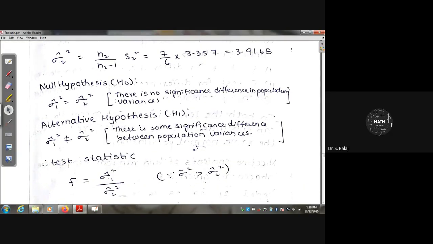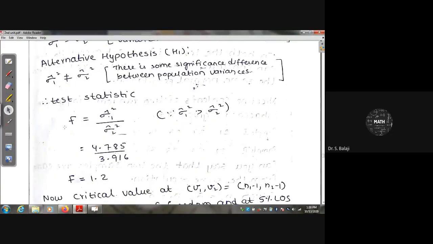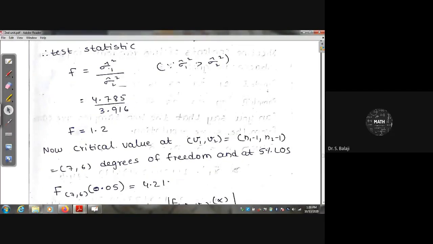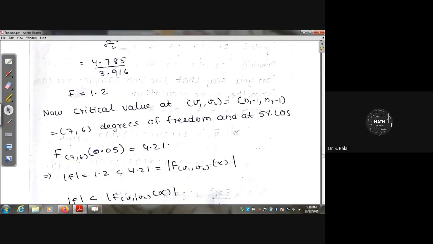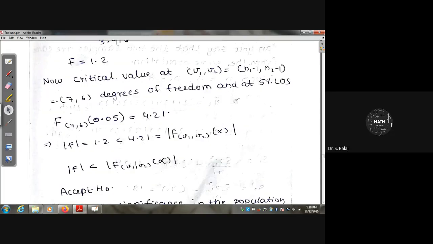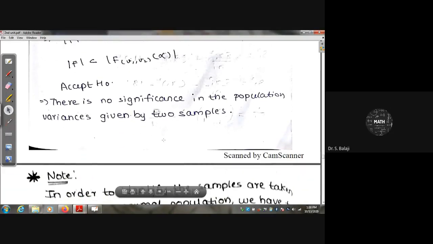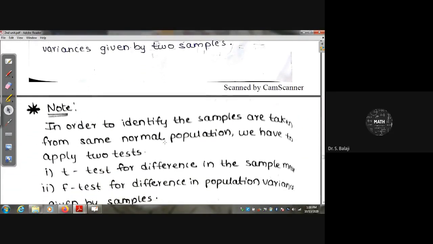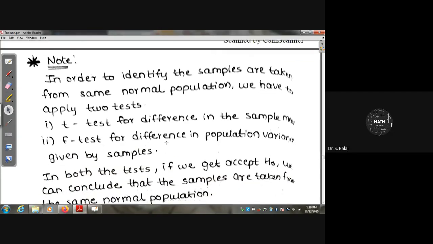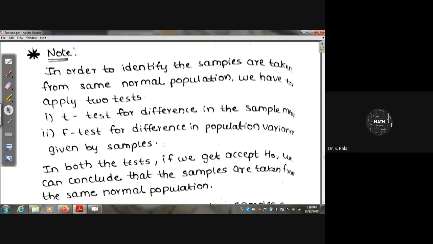Then the null hypothesis H0, there is no significant difference, and the alternative, there is some significant difference. Get the test statistic: whichever is greater, put that in the numerator, and you get 1.2. Now the critical value for V1, V2, N1 minus 1, N2 minus 1, 7,6 degrees of freedom, you get the table value. Calculated value is less, therefore accept H0. There is no significant difference in the population variances given by two samples. This is the first idea from F testing.